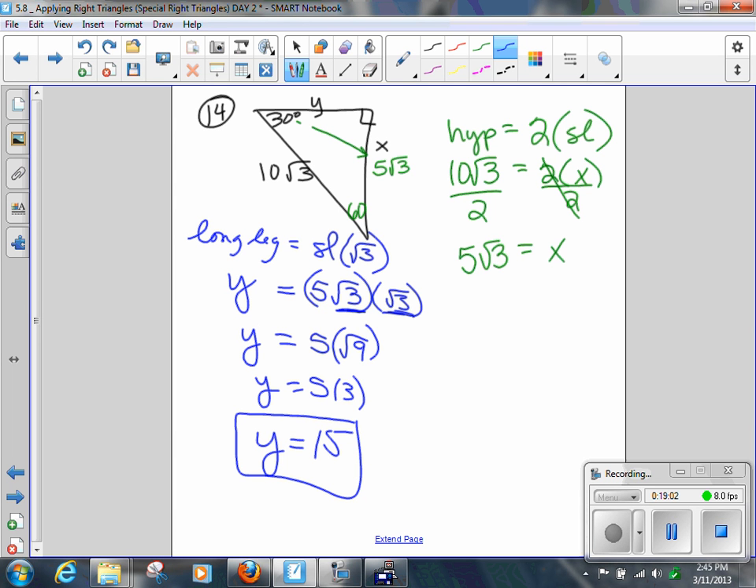The short leg is 5 root 3. These are jacked up problems. You may or may not see these, but you've got to be prepared to not go into it like, she never showed us how to do these problems. That's a lie, because I have. Does that help on 14? Questions at all? Any others?